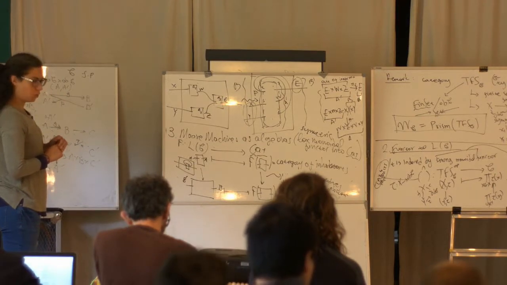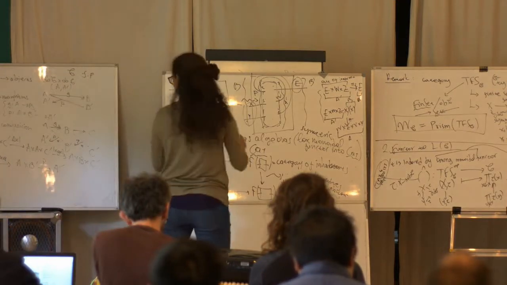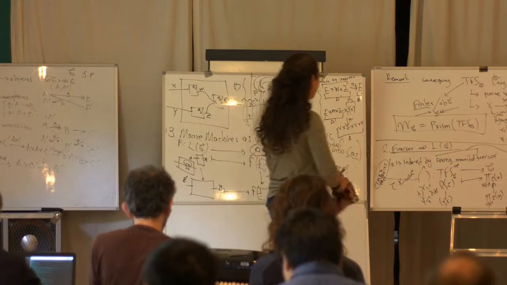Okay. So, machines, those boxes. And then we're going to see how this is a monoidal functor.